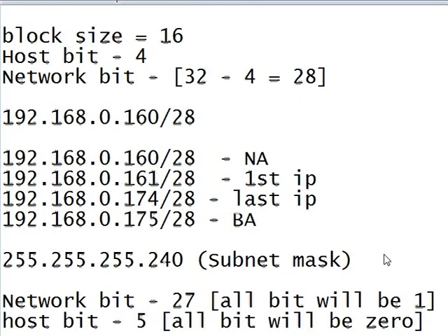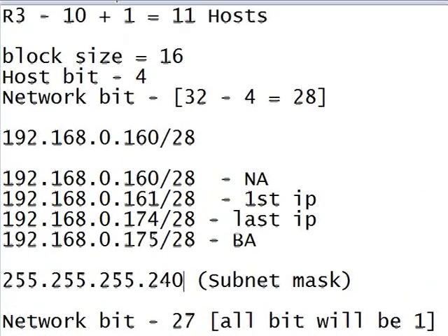Block size of 16 in this case. For R3 I have calculated this is my network address, this is my first IP, the last IP, the first IP to be given to the router, last IP 174, broadcast address 175.